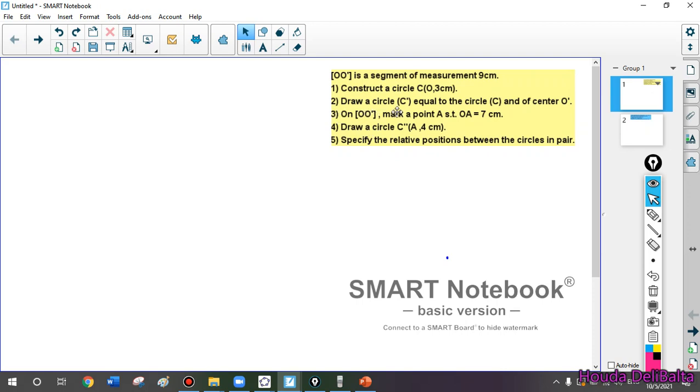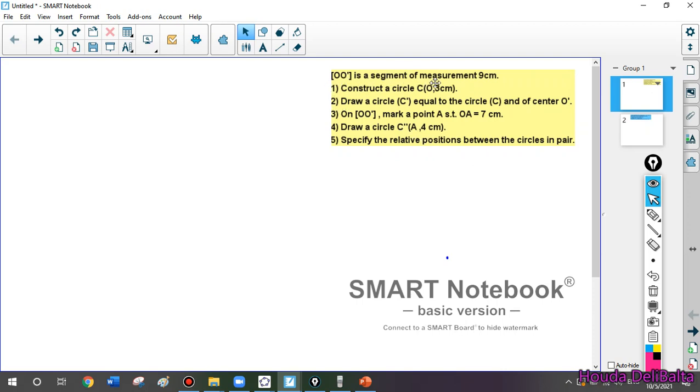Then we have to draw a circle C prime that's equal to circle C. Equal to circle C means they have the same radius, equal radius, but of center O prime. On the segment O prime, we have to mark a point A such that OA is 7 centimeters, and then we have to draw a circle called C double prime, whose center is A and radius is 4 centimeters, and finally we have to specify the relative positions between these circles in pair, meaning 2 by 2.